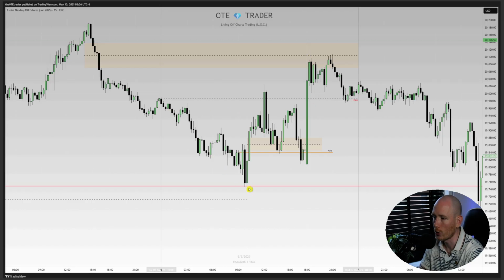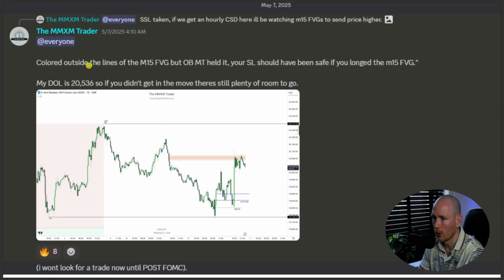Down below New York midnight opening, very choppy, but this is kind of to be expected with pre-FOMC, right? This is the day before FOMC and the federal funds rate. But this was a trade setup in itself. And you can see over here, right, colored a little bit outside of the 15-minute fair value gap, but it still hit the internal range liquidity pool.